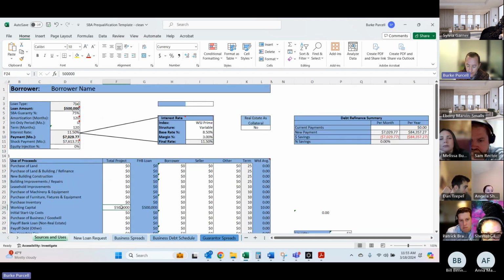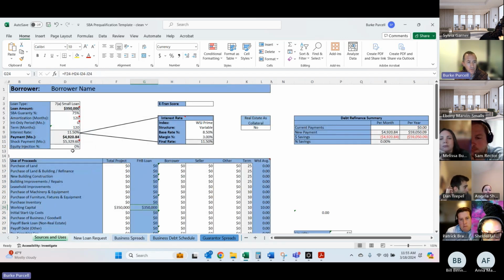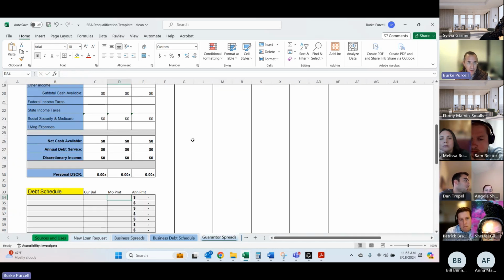Now, I could put this at 350 instead of 500. I just want to check and see if they could potentially qualify at a 1.2. They're not going to. These guys are not going to qualify for the Fast Track Plus, even though they had $600,000 in free cash flow, they have a lot of debt. Okay. So I'm going to put this back to 500,000, and I'm going to continue on with the guarantor spreads.